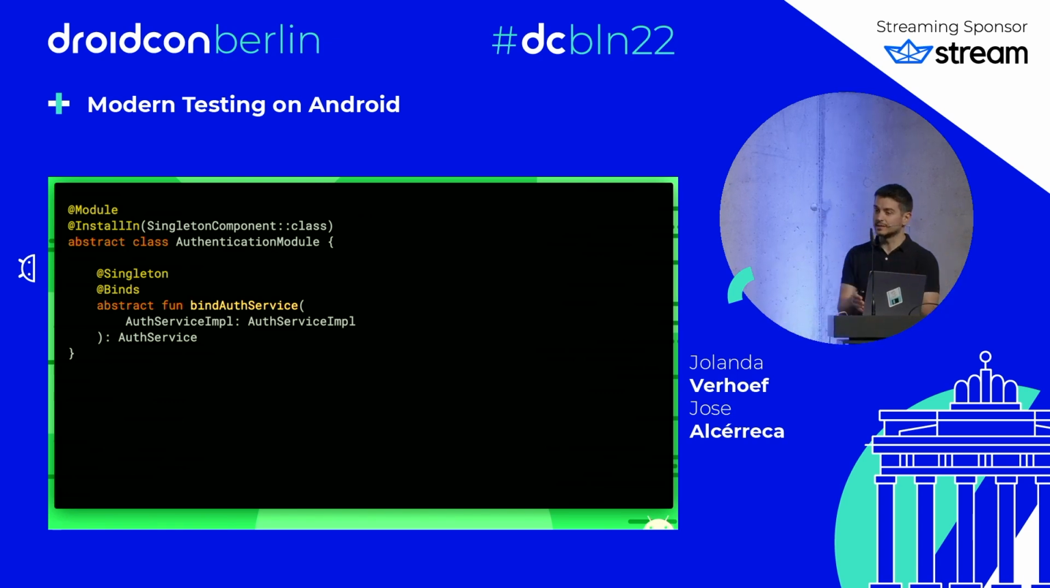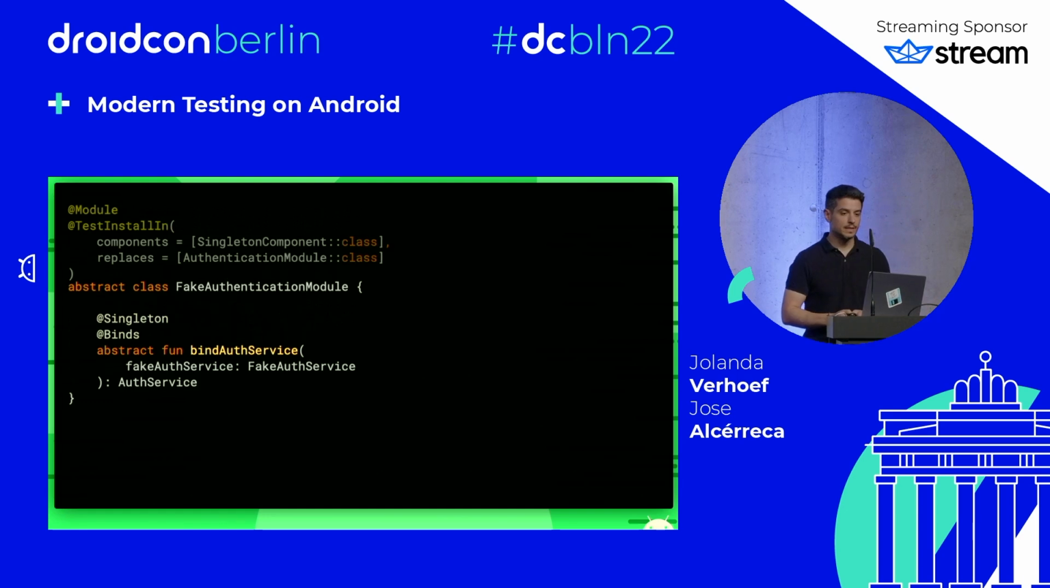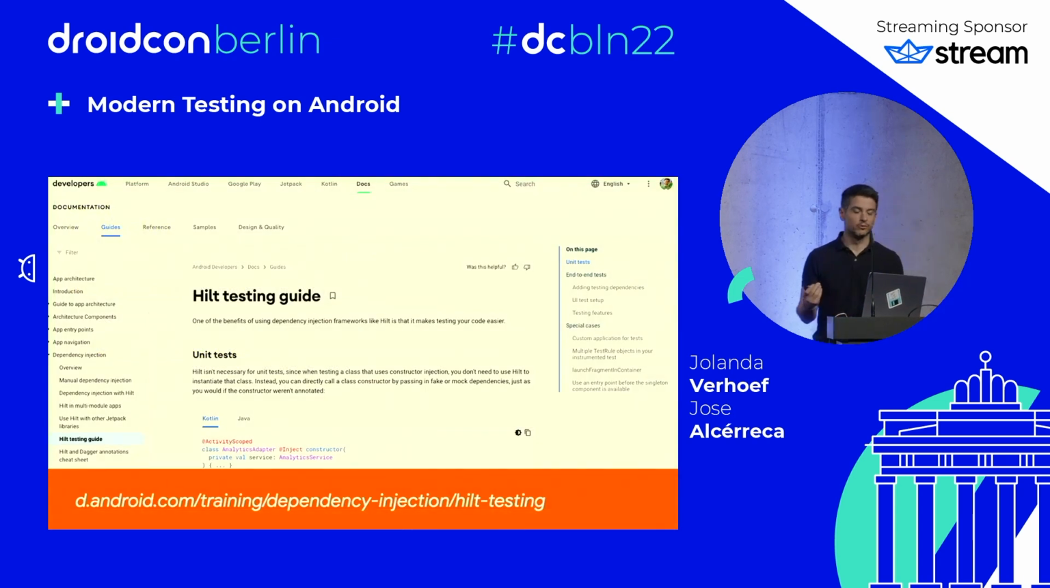So to replace this service, we will replace the whole module for another. So how do we do this? Well, in the test source set, we can simply create a fake authentication module that provides this fake service. And then we tell Hilt that it should replace the authentication module in every test. And that's it. All your instrumented tests are going to use this fake instead. Obviously, you can also replace a specific module for only a specific test and do other things. So check out our documentation for more features.